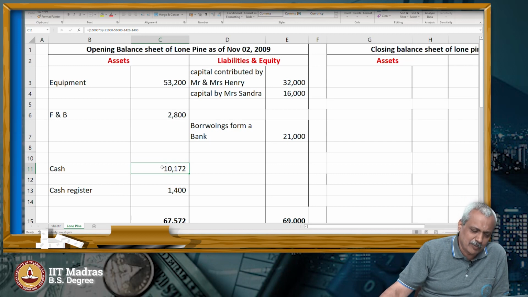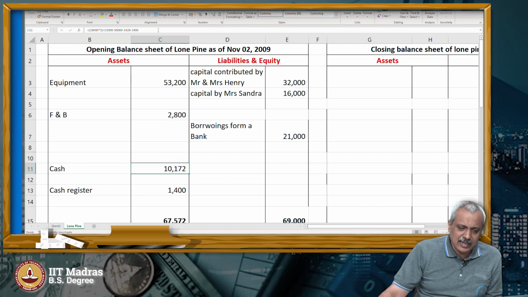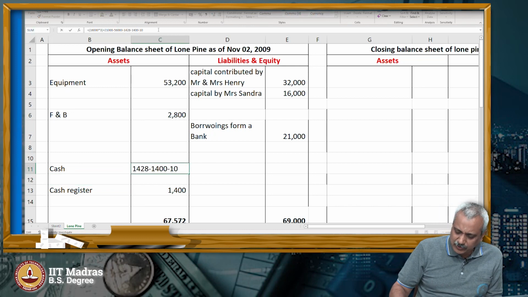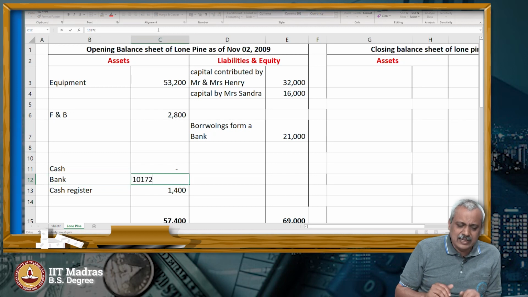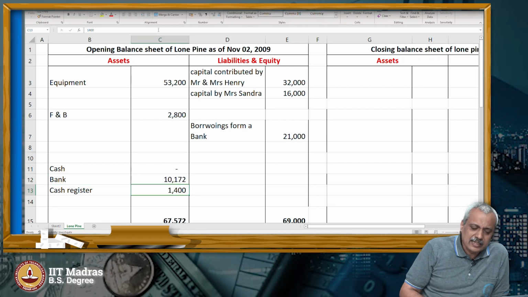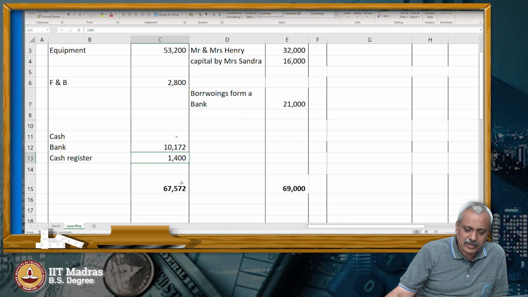So what happens when you deposit in a checking account? The cash that is there, basically 10,172, becomes 0, and you own a bank account. The money that is there in the bank is your money. The money in the bank increases, that is also owned by you, and that's an asset in this particular case, and that is all that happens here.